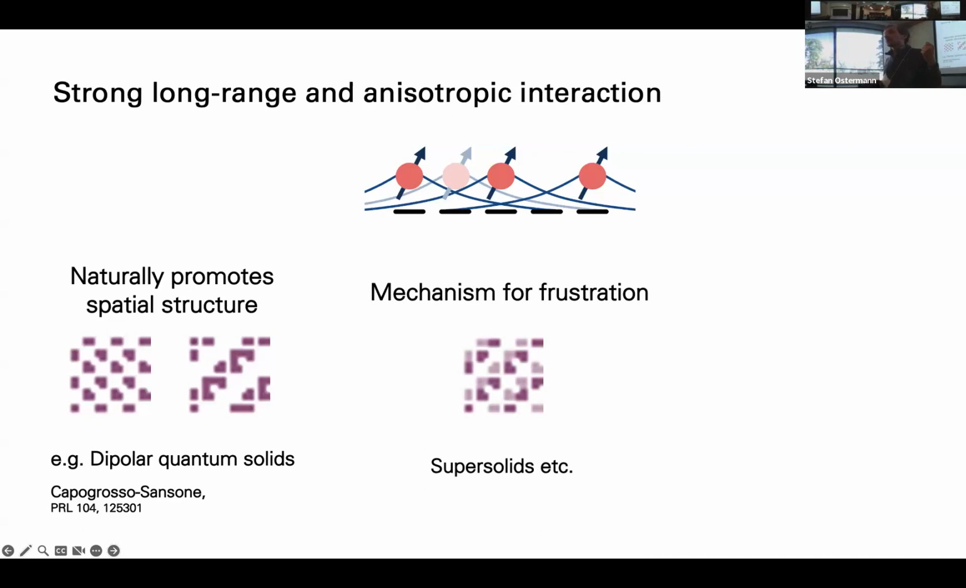Typically, you get that geometric frustration, for example, on a triangular lattice, but with long-range interaction, you can get that even on a square lattice, where you would not have geometric frustration. And interesting states, for example, things like supersolids. And then more generally speaking, long-range interaction can create entanglement.